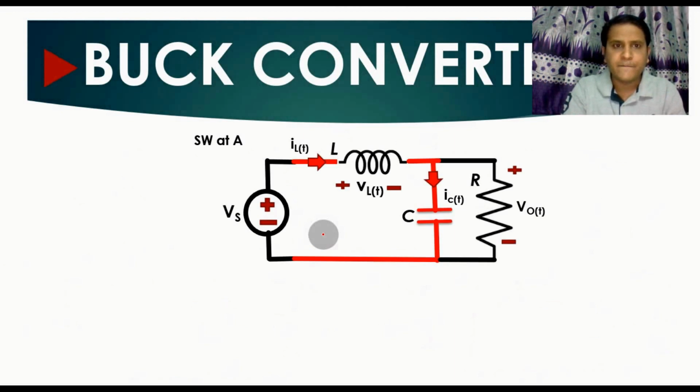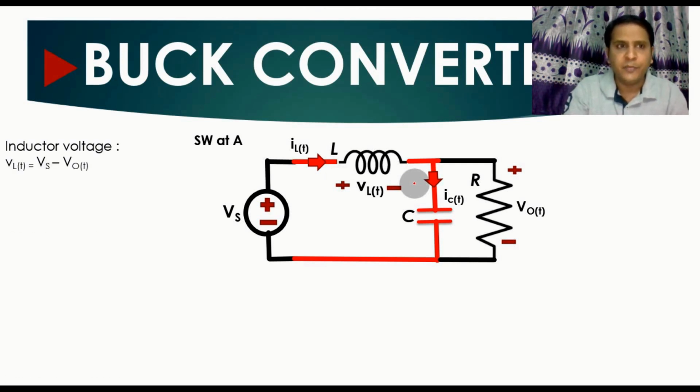Now let us understand when the switch is at node A. That means your inductor is connected to the supply voltage, and it is also connected with a capacitor C and load resistance RL. So now when the switch is at node A, we have to find out what is the voltage across this inductor.